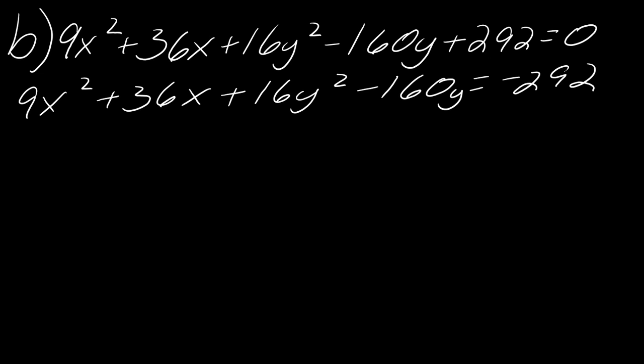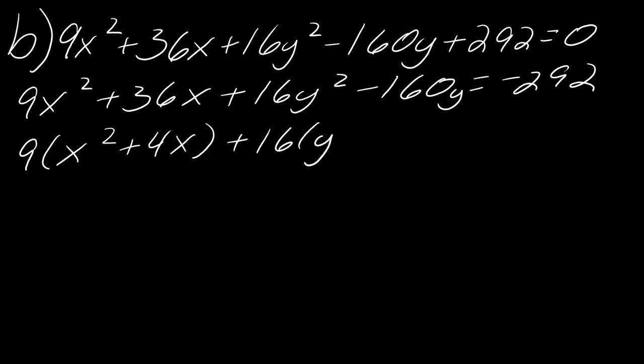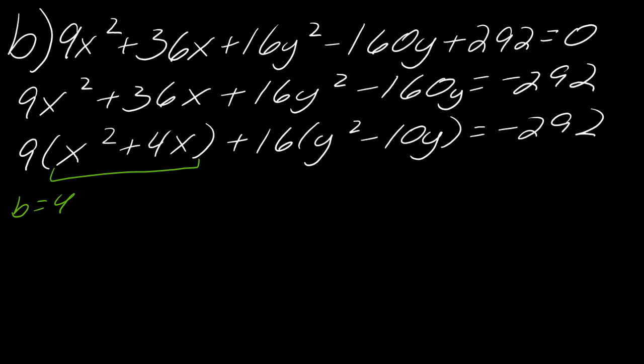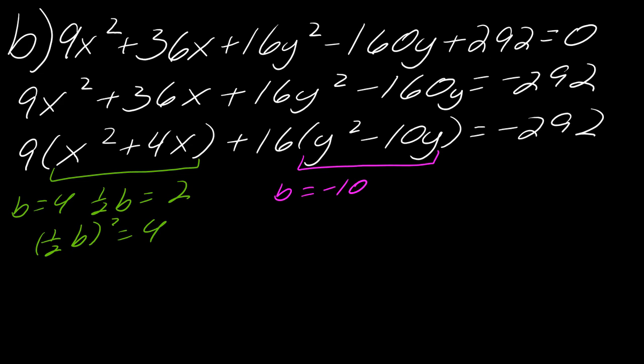Okay, so similar logic to last time. First, I'm going to factor out those numbers. So factor out the 9, factor out the 16. And then we can get the party started. So I'm going to complete the square here. So my b is 4, my half b is 2, and my half b squared is 4. And then here, my b is negative 10, my half b is negative 5, and then my half b squared is 25. And okay, so now here's where we have the goofy thing.